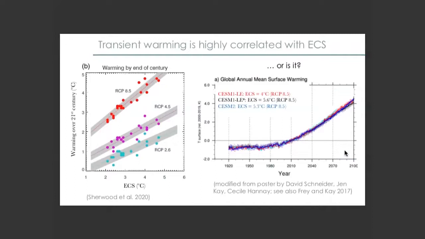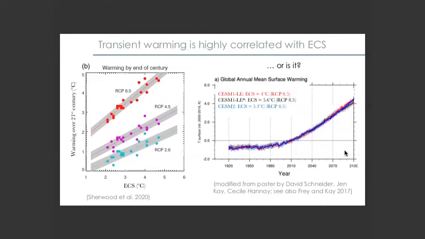Also, I think this is inspired by work by Fry and Kay from a little while ago, where basically here are three different versions of CESM: CESM1, CESM1 star, and CESM2. These all have slightly different cloud physics. Between CESM1 and 1 star, Jen and group have changed the Southern Ocean clouds, and it increased ECS from 4 degrees to 5.6. So ECS increased, yet the transient warming over the 21st century showed no change. And then CESM2 also has a higher climate sensitivity, but also the same amount of transient warming over the 21st century. So here's just an example where ECS is not the thing that's critical for future warming.